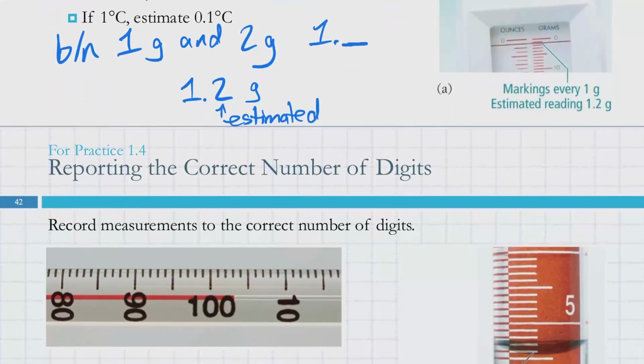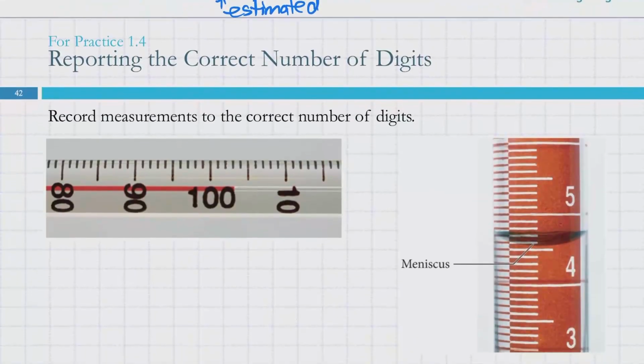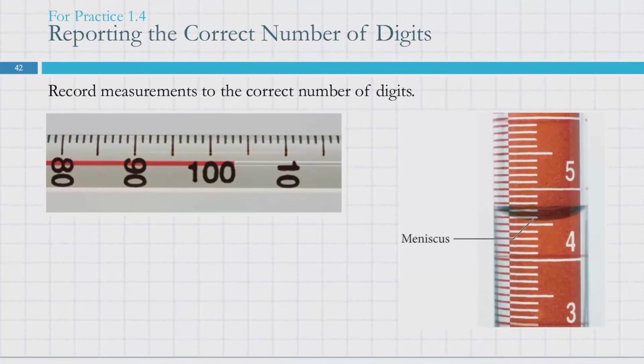Okay, some practice. We've got a couple of things. We're going to try to record them to the correct number of digits. So our first one here, we've got a thermometer, probably in Fahrenheit. And so we're going to try to get a good reading of what this red line is. The red is measuring our temperature, so we're going to try to get a good reading of what our temperature is there.